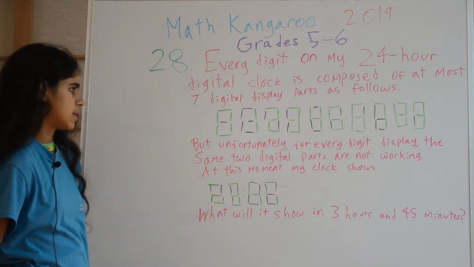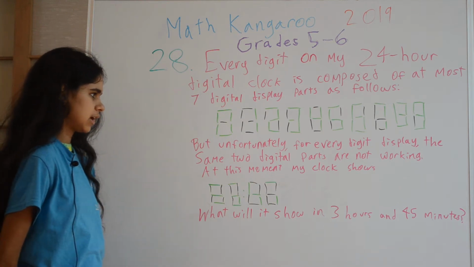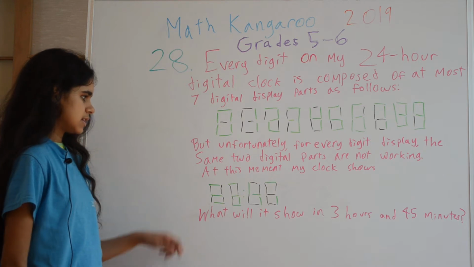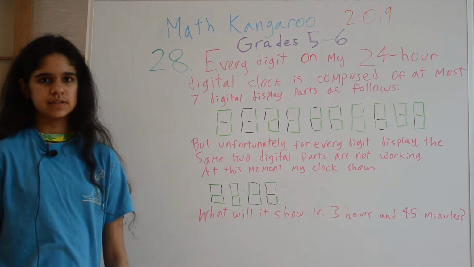And then the problem says, but unfortunately for every digit displayed, the same 2 digital parts are not working. At this moment, this is what my clock shows. What will it show in 3 hours and 45 minutes?